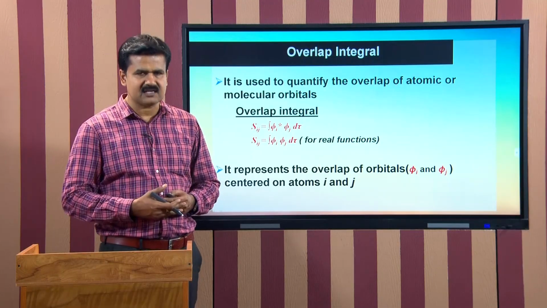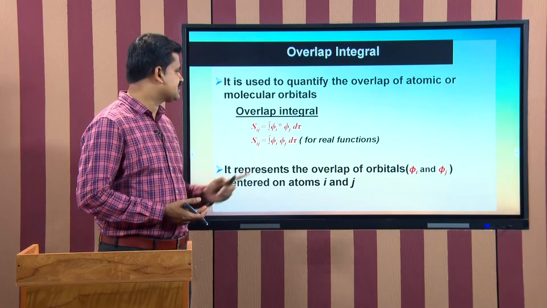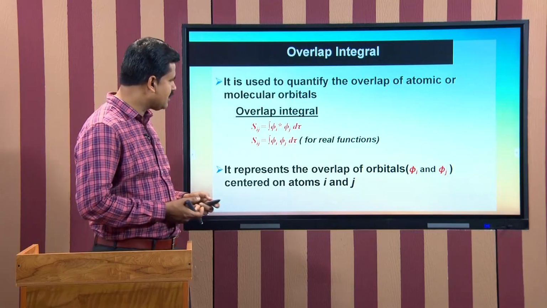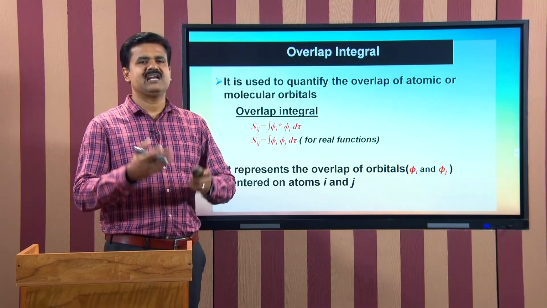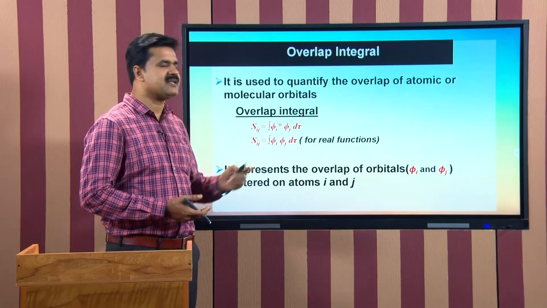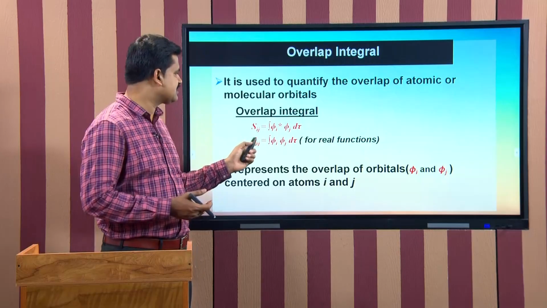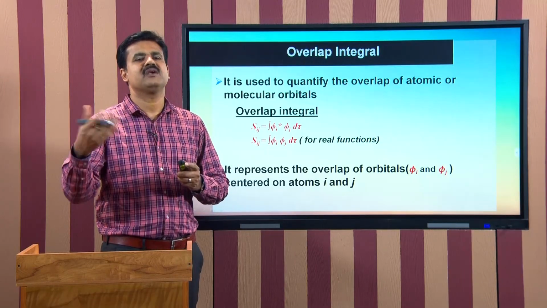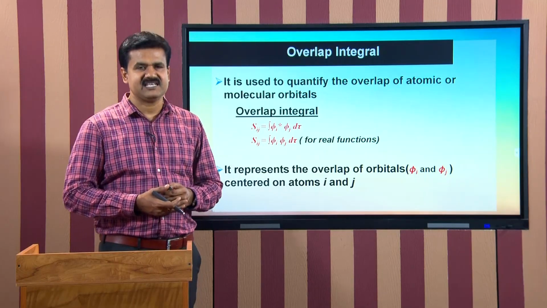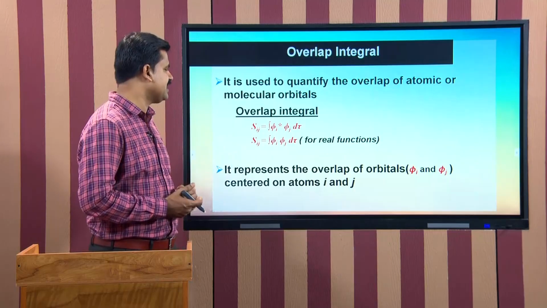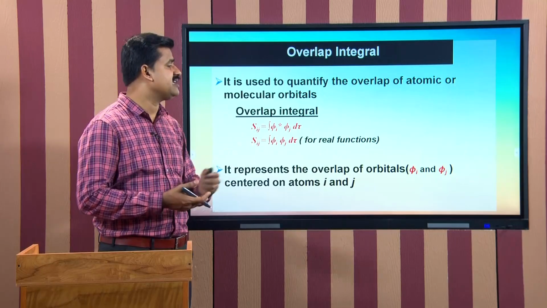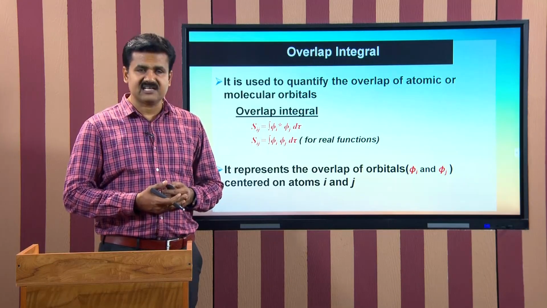Hence S_ij, if you are considering real functions, can be simply represented as integral phi i phi j d tau, remembering the fact that this integral is a volume integral, whenever we are replacing d tau with dx dy dz. This overlap integral is a quantity which represents the overlap of orbitals, namely phi i and phi j, centered on the atoms i and j.